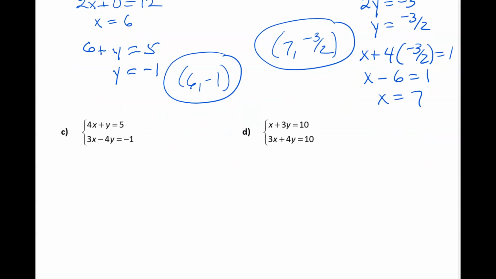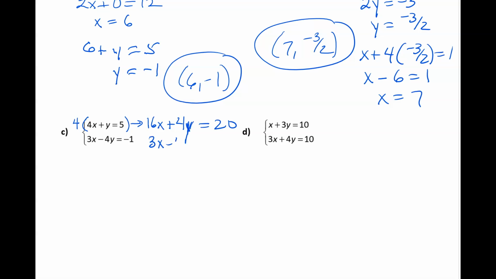In C, our equations don't have opposite coefficients. The easiest one to get to cancel out would be the y's. They already have opposite sign coefficients, and all I have to do is multiply equation number 1 by 4, and then that's going to give us 16x plus 4y is equal to 20.